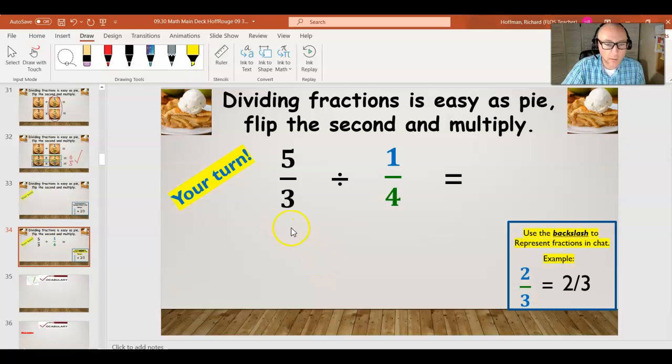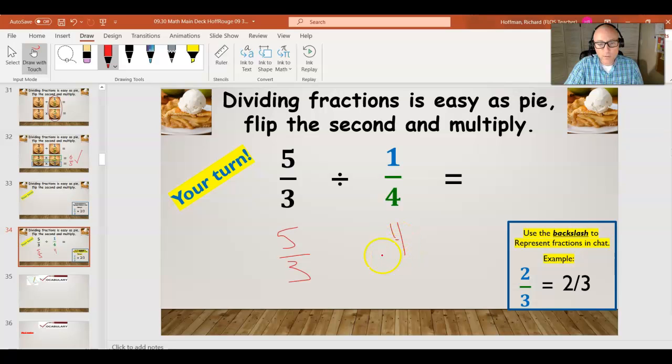Okay, let's see how we did. 5/3. We're going to keep that at 5/3. Flip the second one. Instead of 1/4, we're going to say 4/1 and multiply. Dividing fractions easy as pie. Flip the second and multiply. 5 times 4 is 20. 3 times 1 is 3. Valid answer.